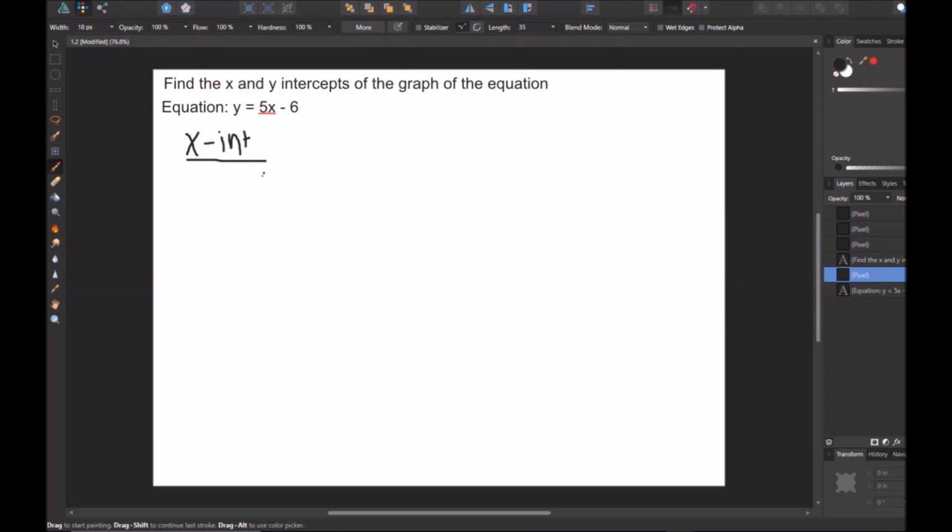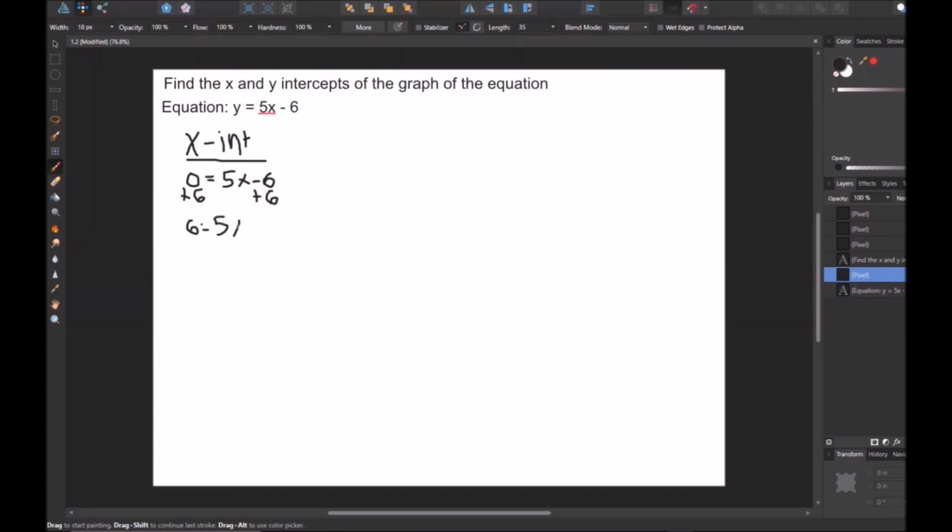For the x-intercept, we know that the y value is always going to be 0, so we can plug in 0 for y, and we get 0 equals 5x minus 6. Now here we have an algebraic equation with just one variable, so we can just solve for x. The first thing we're going to do is try to get x by itself by adding 6 to both sides. So now we have 6 equals 5x.